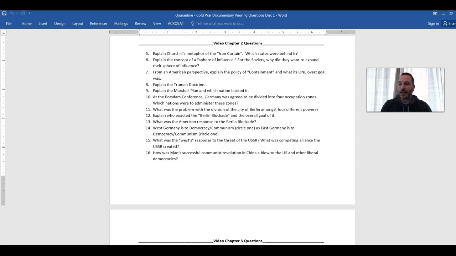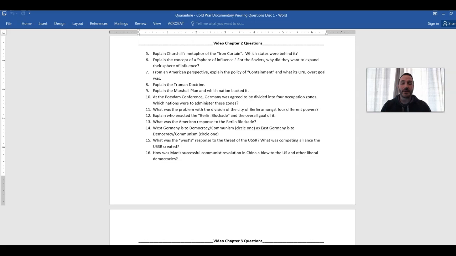So it was called in the documentary, guys, a massive plan of economic assistance, right? And basically it was a no strings attached loan to these nations, basically saying, okay, we're going to give you this money, but don't turn communist. And basically what it did is it rebuilt Europe, right? This was America doing good in the world.